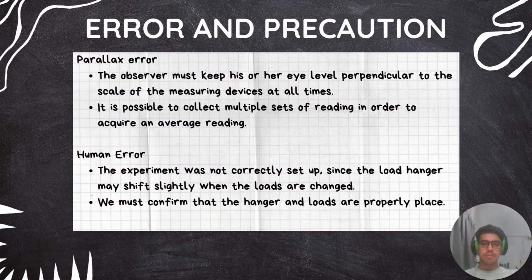Next is error and precaution. To avoid parallax error, the observer must keep his or her eye level perpendicular to the scale of the measuring device at all times. It is possible to collect multiple sets of readings in order to acquire an average reading. For the human error, the experiment was not correctly set up, since the load hanger may shift slightly when the loads are changed. We must confirm that the hanger and load are properly placed.